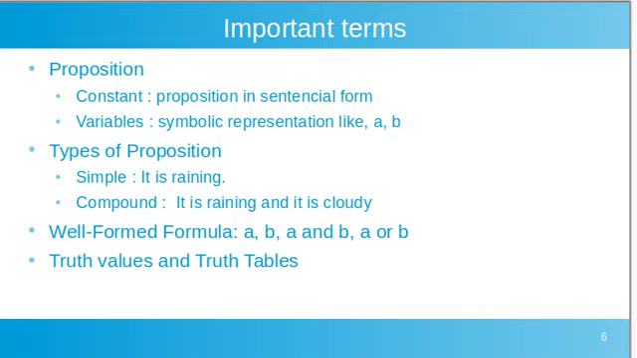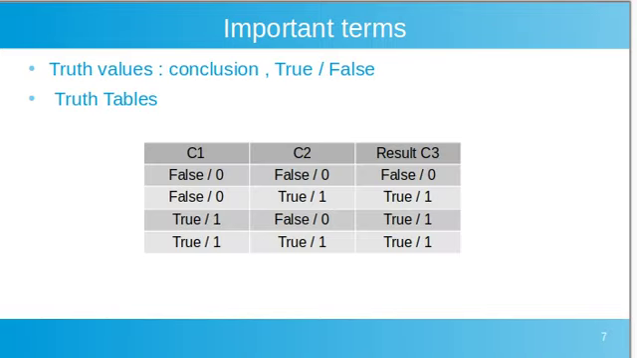Now truth values and truth tables. Truth values are the conclusion. In a proposition we have two values, true and false. So truth values are true and false. False is represented as 0 and true as 1.